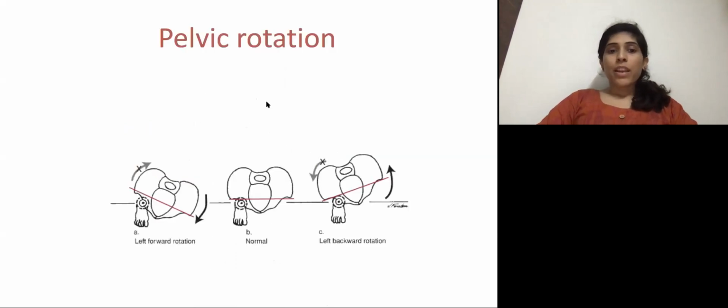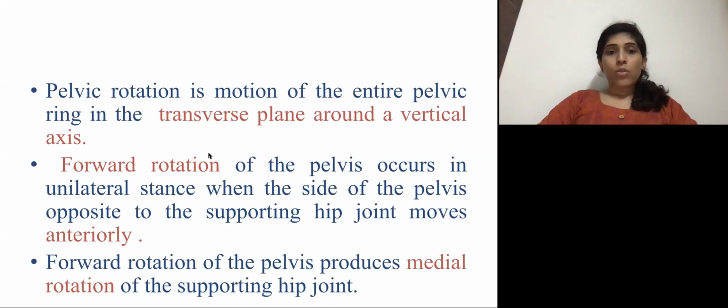Okay, then last we have pelvic rotation motion, and it includes the forward rotation and backward rotation. So, of course, as we all know, that movement can occur in the transverse plane and around the vertical axis. So, whenever the forward rotation of the pelvis occurs in the unilateral stance, the hip joint moves in the anterior direction. Okay.